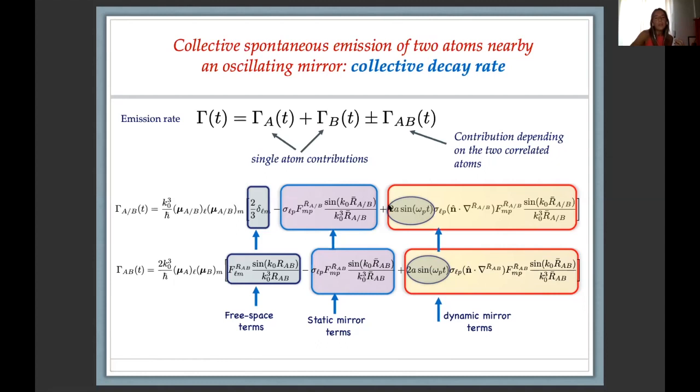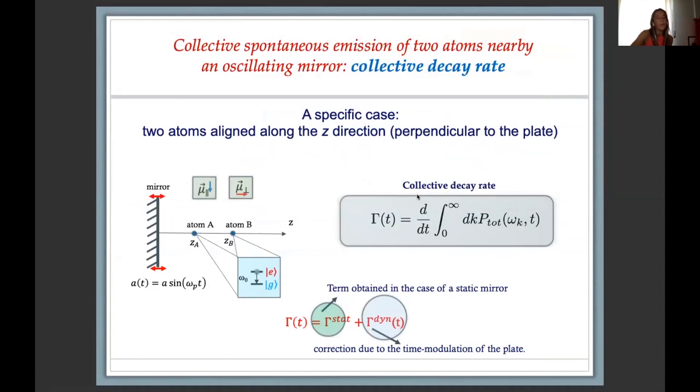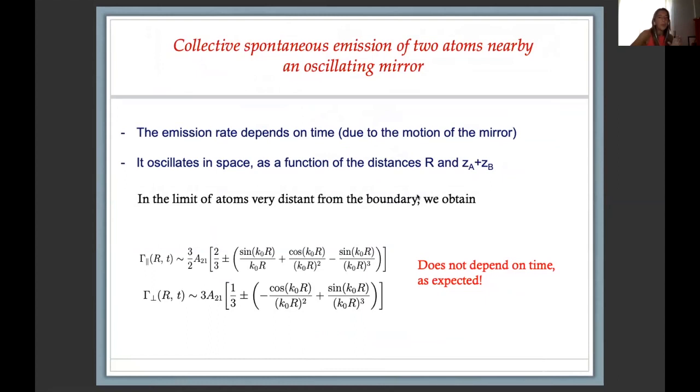We note that, again, due to our adiabatic approximation, the time dependence of the dynamical terms is essentially related to the motion of our mirror. Again, we consider the specific case of the two atoms aligned along the Z direction, and we find that the decay rate is given by the sum of a static term and the correction due to the time modulation of our system. So the emission rate depends on time due to the motion of the mirror and oscillates in space and in time, as a function of the distance of one atom from the plate, of one atom from the image of the other atom, and in the limit of atoms very distant from the boundary, we obtain the usual static result.